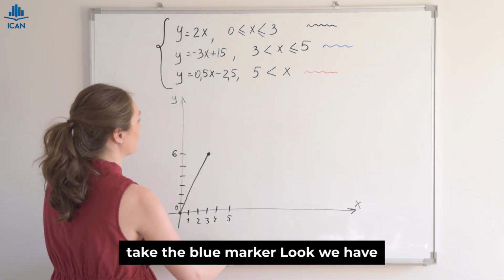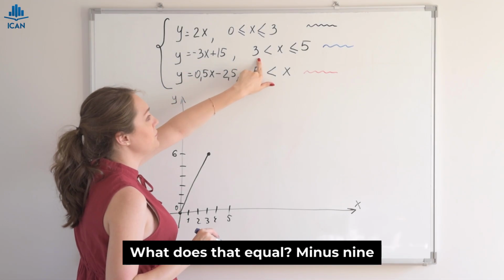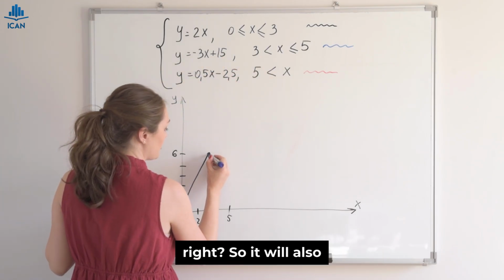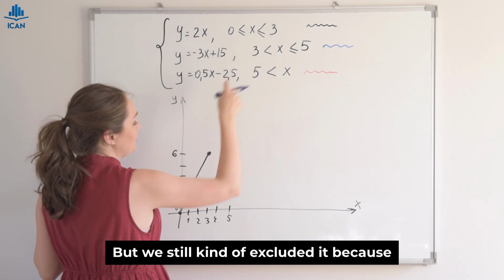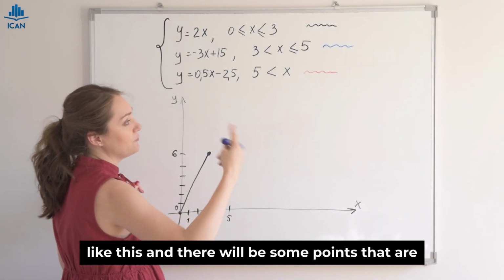Now let's take the blue marker. Look, we have minus 3 times 3. What does that equal? Minus 9. 15 minus 9 equals 6, right? So it will also pass through this point, actually. But we still kind of excluded it because very often you'll see systems like this and there will be some points that are excluded.